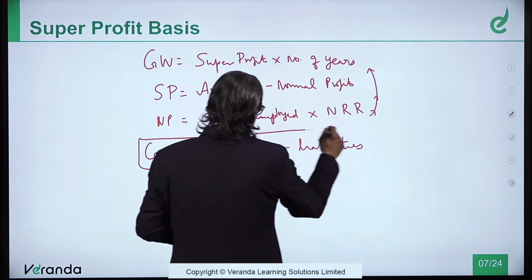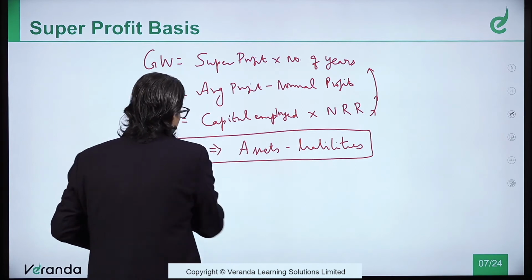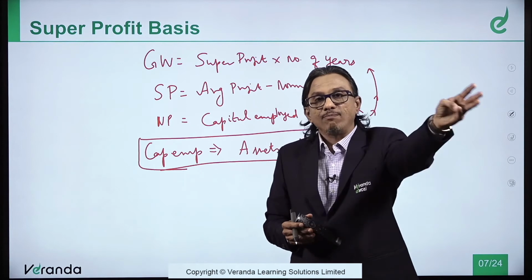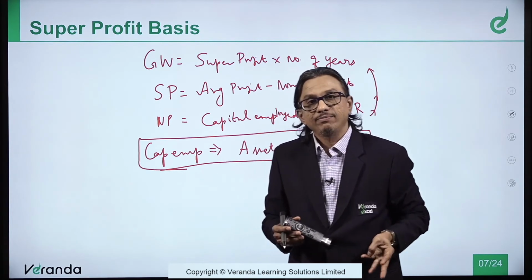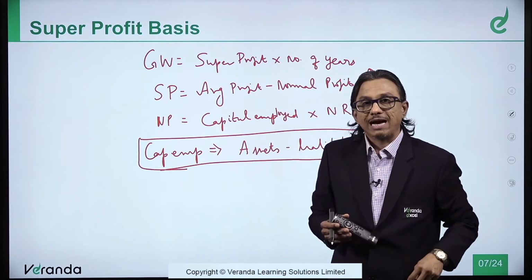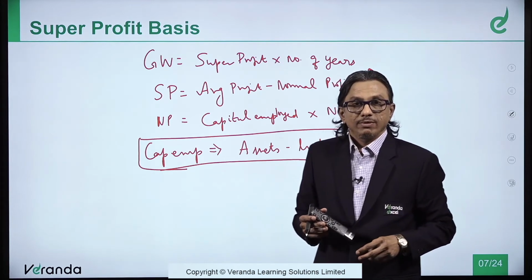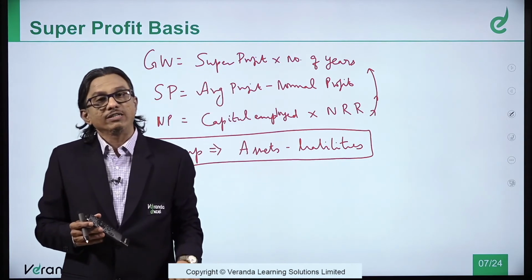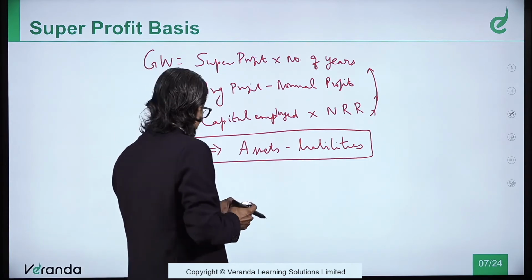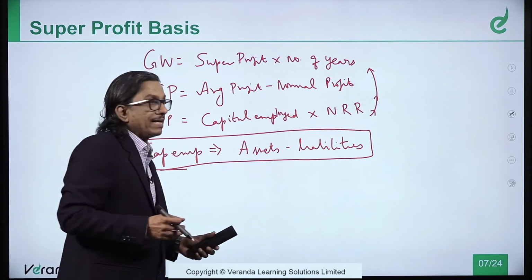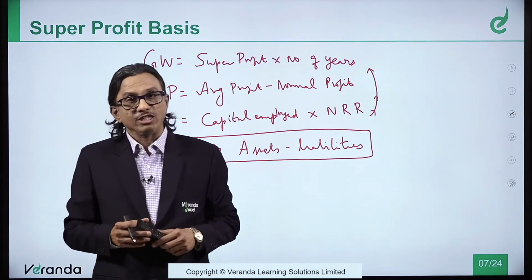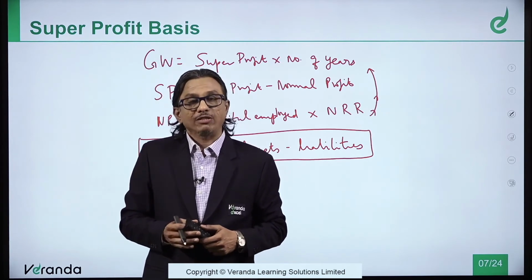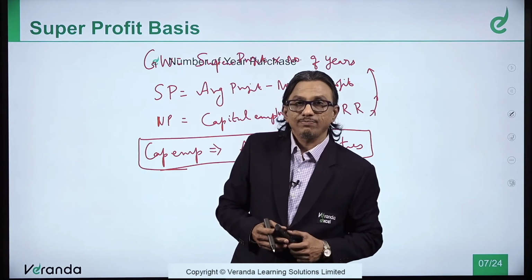So, in order to calculate goodwill by the super profit method, you need to remember: capital employed equals assets minus liabilities. Normal profit is capital employed into rate of return. Super profit is average profit minus normal profit. Goodwill is super profit into number of years. If you remember all that and you're able to do the calculations perfectly, you can easily get the value of goodwill by the super profit method. Let's go to the next one.